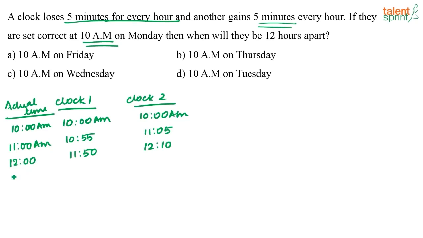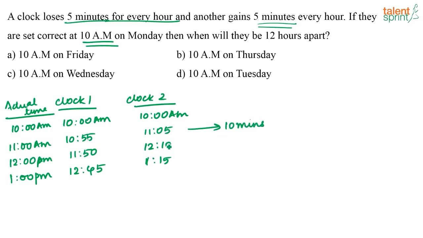Now let us say the time is actually 12 p.m. Now if the time is actually 1 p.m., what will this clock show? It will actually show 12:45 and this will show 1:15. If you see the difference between the time of both the clocks, if you look at 11 a.m., what is the difference between the time in both the clocks? Here it is showing 10:55, here it is showing 11:05. So the difference is 10 minutes, right?